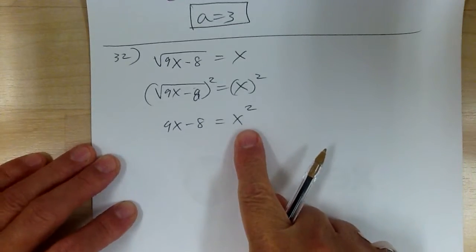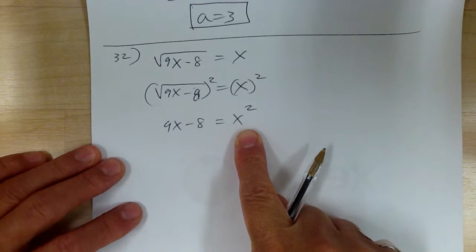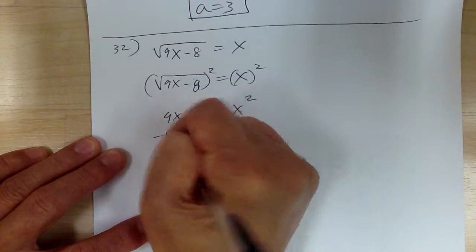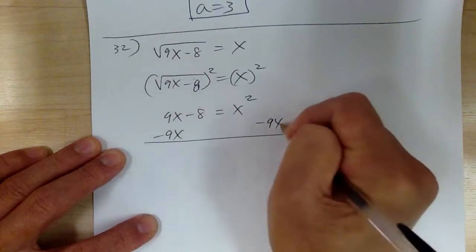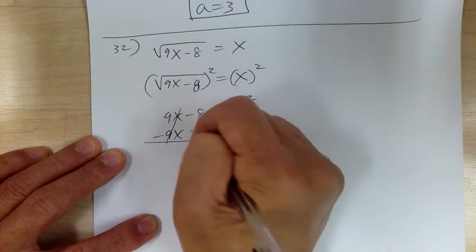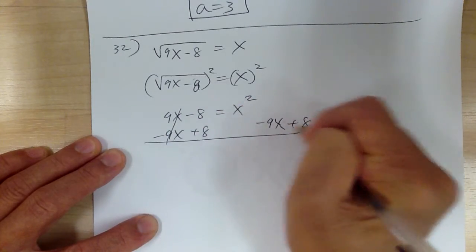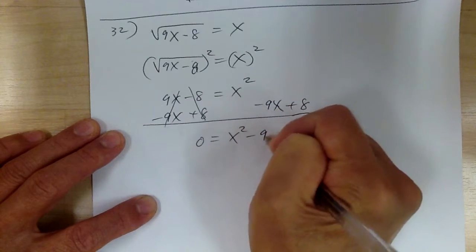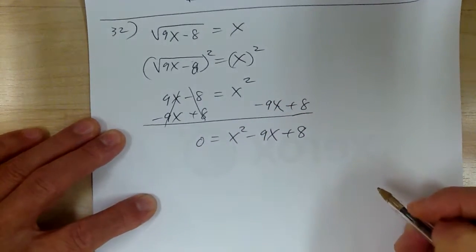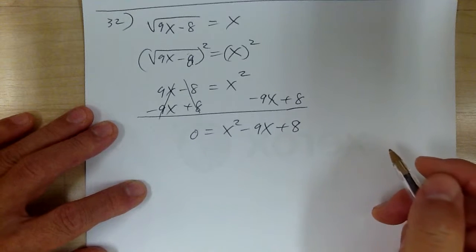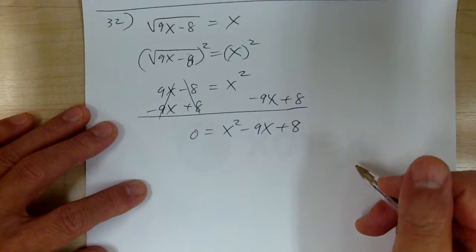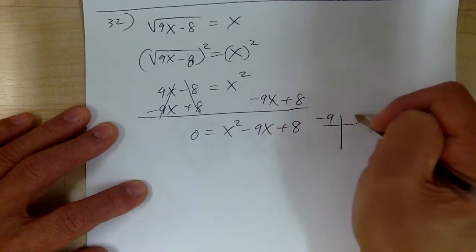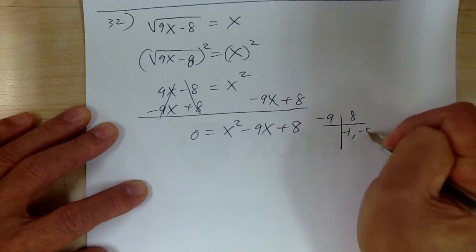Now, because of x squared, I know that I need to do factoring. So I'm going to move everything to the right hand side. So minus 9x, minus 9x. So this cancels out. So plus 8, plus 8. So this cancels out. So I got 0 equal to x squared minus 9x plus 8. So do the factoring. Step 1, common factor, cannot. Step 2, special factor, cannot. Step 3, cubes, no. Step 4, master product. So I get negative 1 and negative 8.